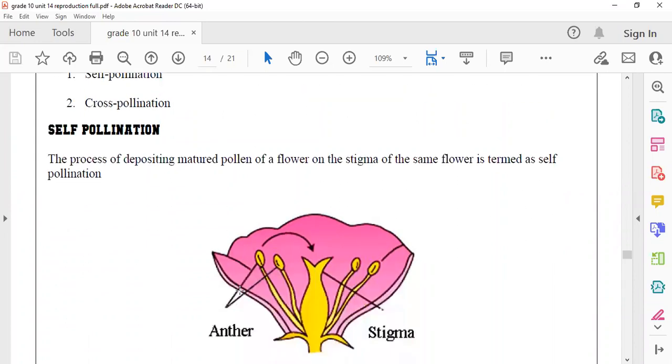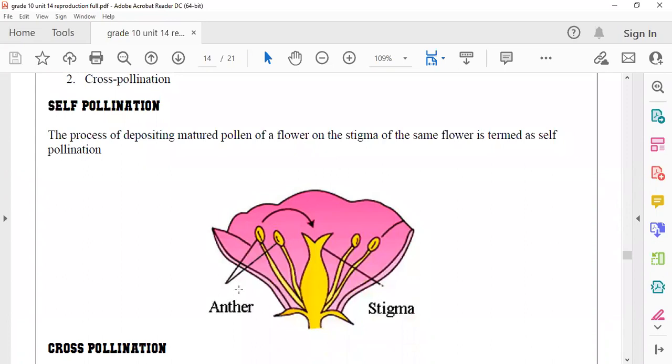If the pollen of a flower reaches the flower's own stigma, then we call it self-pollination. You have to draw this diagram.